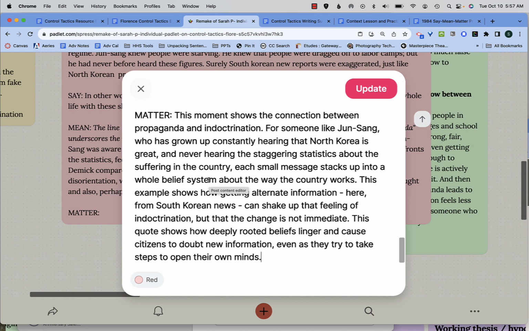I wrote, this moment shows the connection between propaganda and indoctrination. For someone like Junsong, who has grown up constantly hearing that North Korea is great and never hearing the staggering statistics about the suffering in the country, each small message stacks up into a whole belief system about the way the country works. This example shows how getting alternate information here from South Korean news can shake up that feeling of indoctrination, but that the change is not immediate. This quote shows how deeply rooted beliefs linger and cause citizens to doubt new information, even as they try to take steps to open their own minds.